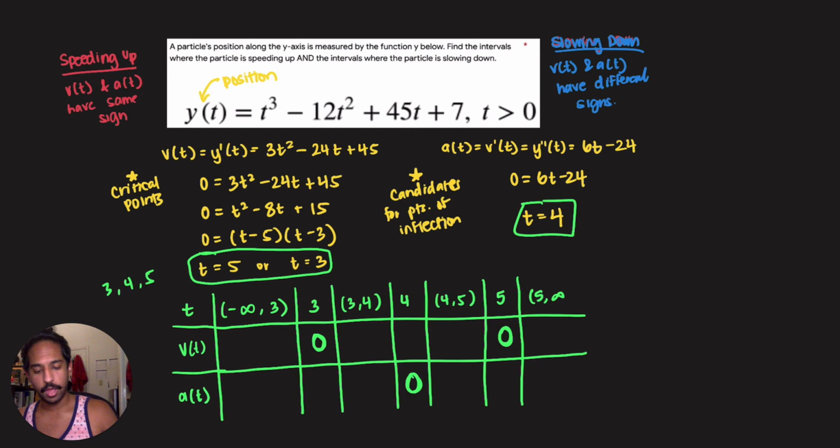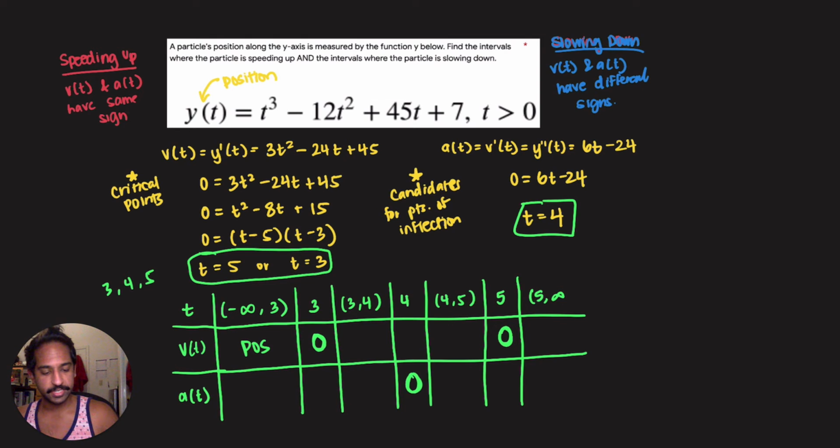And so from negative infinity to 3, what's happening to our velocity? We can pick 0 because 0 is in the interval. If I plug 0 into my velocity equation, 3 times 0 squared, that's 0, minus 24 times 0, that's 0, plus 45, that's going to be positive, so I know this will be positive.